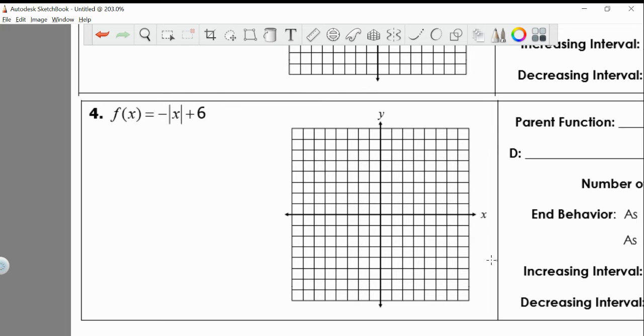Number 4 is, again, taking some notes on this. This is an absolute value graph. Absolute value graphs are V-shapes. We've got a plus 6 that is on the outside of the absolute value. This is a behind the car plus 6. So this is an up 6 k value. And I've also got a negative sign out front. And that negative sign out front is going to flip me upside down.